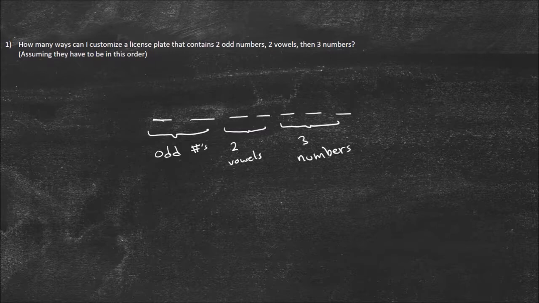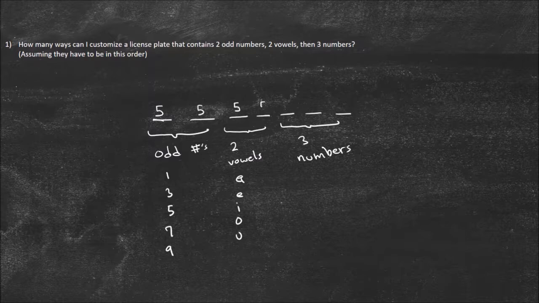So how many odd numbers can I have? Well, 1, 3, 5, 7, and 9. Those are my choices there. So that's 5 options for the first one, and 5 options for the second one. Okay, so how many vowels are there? There's A, E, I, O, and U. We're going to assume Y is not a vowel for this. So there are 5 vowels as well, so 5 times 5.